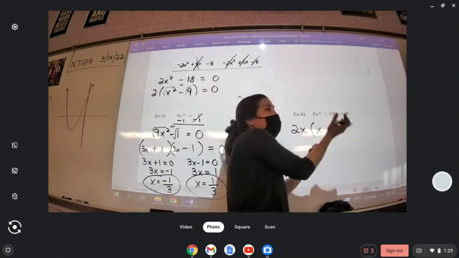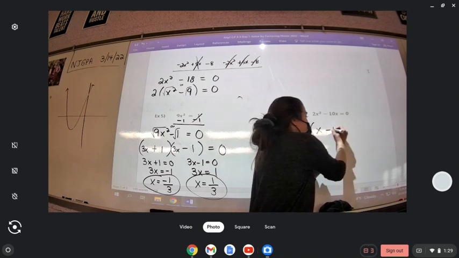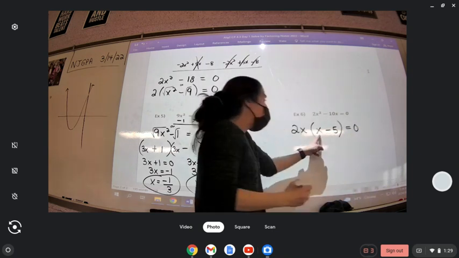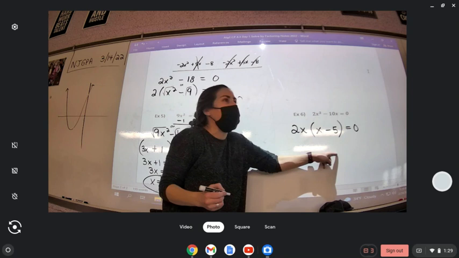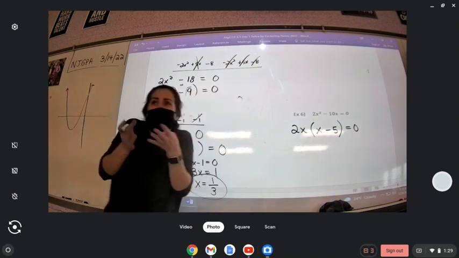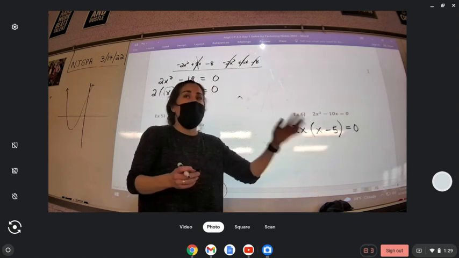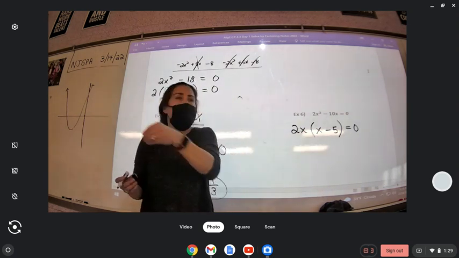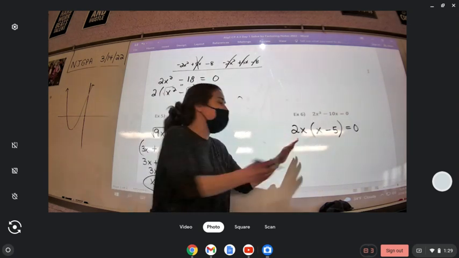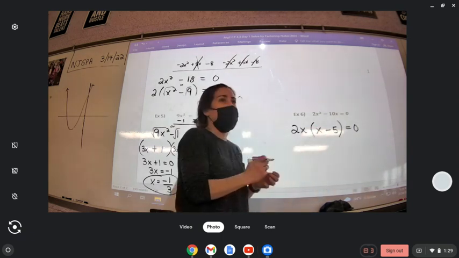2x times what gets you negative 10x minus 5? Done. If this was an x squared, I'd be like, yeah, guys, factor again. But it's not. It's a degree 1 factor. It's linear. So at this point, the factoring is done. The only kind of factoring you were able to do was taking out that GCF. Now you're ready to set your factors equal to 0 and solve.